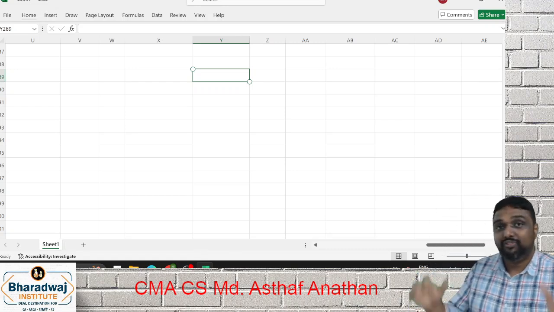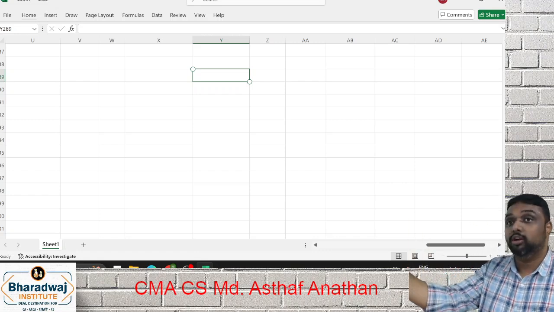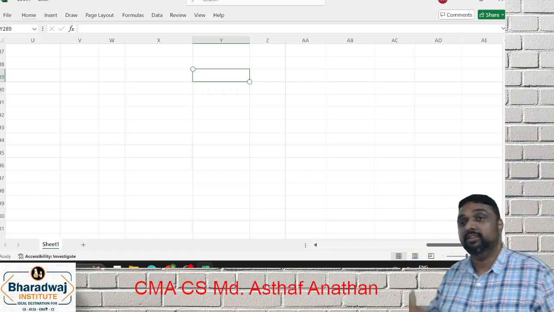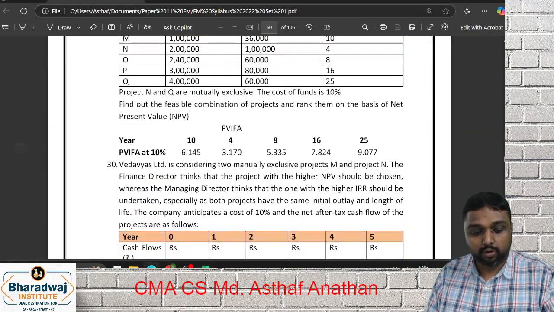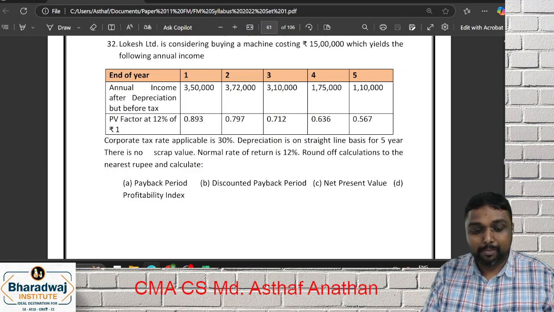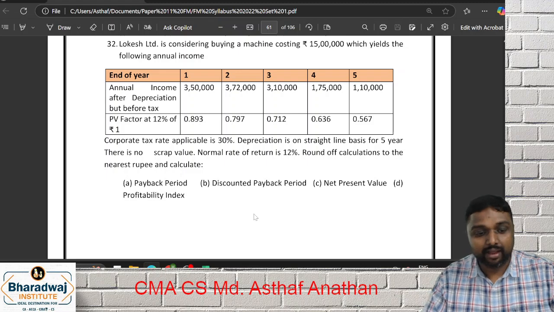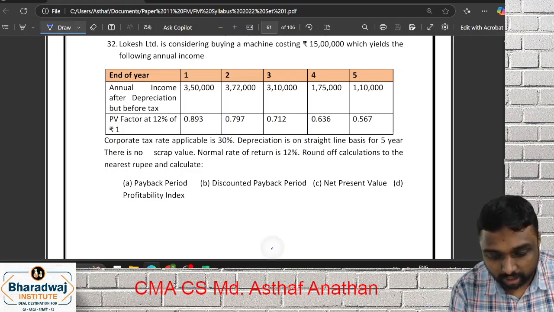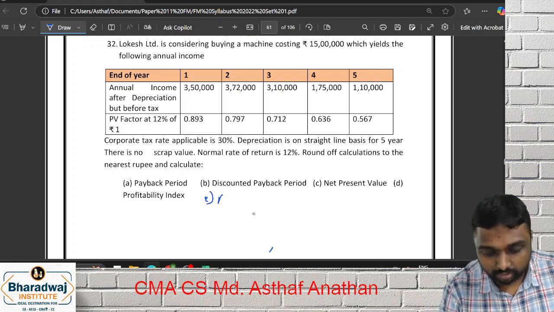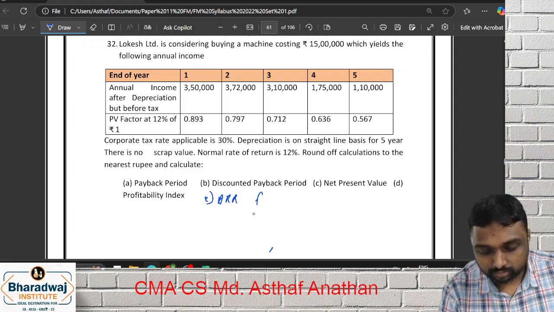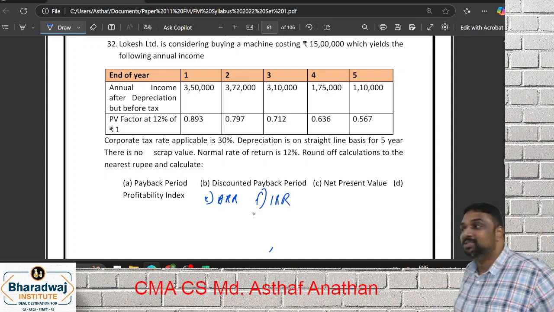Because in this chapter, if I do one consultant question, it will take 1 hour, though in the exam there will be only 2 or 3, but I will take an essay model question. That will take more time. So we'll start with question number 32. They were asking payback period, discounted payback, NPV, profitability index. But we will add a few more items. Because we are doing consolidated, we'll add ARR and also IRR. That means we'll discuss all the methods. That is why it will become lengthy.